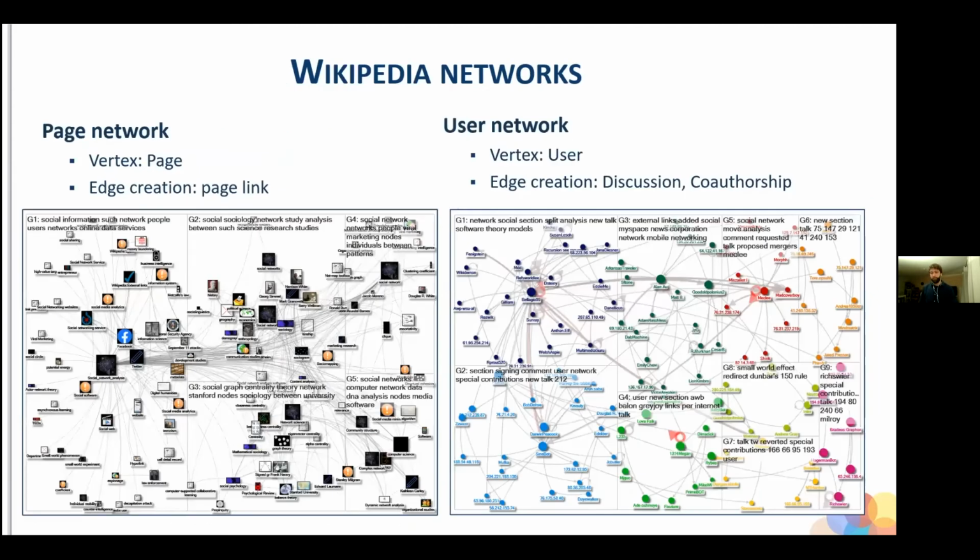It's also possible to download data for Wikipedia networks. In this case, on the left, a vertex is a page, and connections are made between the hyperlinks within the text. So you are directed to different pages from one article. In this case, this is the article on social network analysis, and you can see semantic clusters.